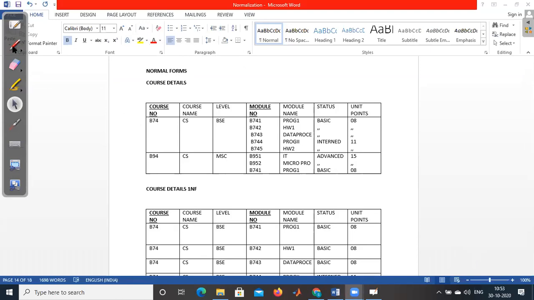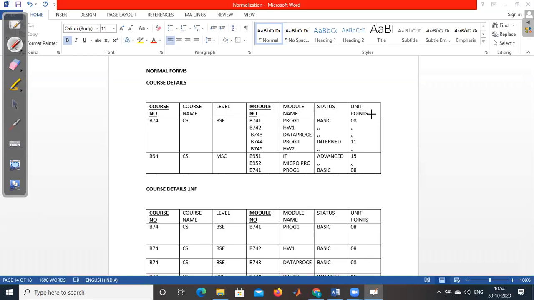So what is normalization? Why do we need normalization? Normalization is nothing but reducing the redundancy of the database. In order to reduce the unnecessary information contained in the database, we have to normalize the tables or relations.